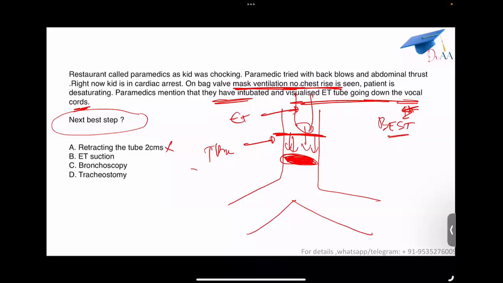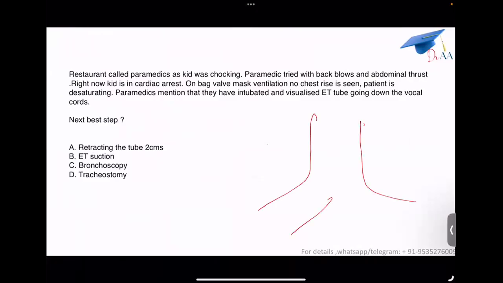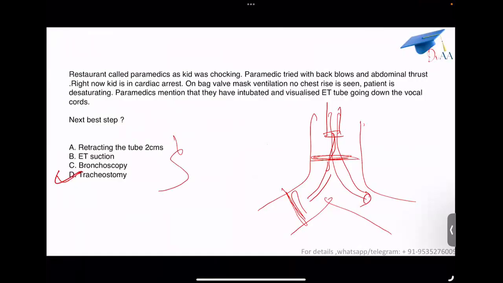So what you need to do is get an access, that is tracheostomy. Tracheostomy is the preferred one here. ET tube suctioning will not help you. Retracting 2 centimeters may not help you. In some conditions, pushing the ET tube beyond this level might help. For example, here is the obstruction, here is the ET tube. You push the ET tube and it might go into one of the bronchi here. Then you can ventilate one of the lungs. That is another advanced management of a foreign body in the trachea, but that option is not given here. So we'll go for front of the neck access, that is tracheostomy.